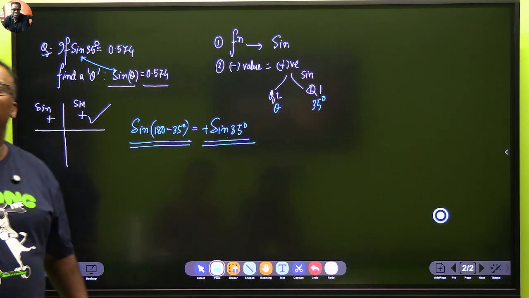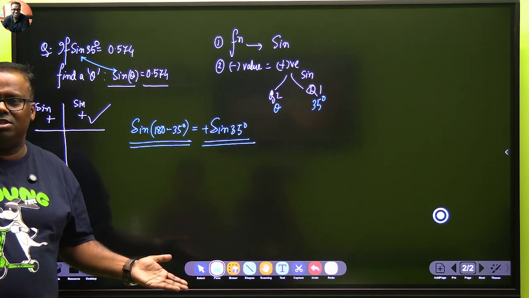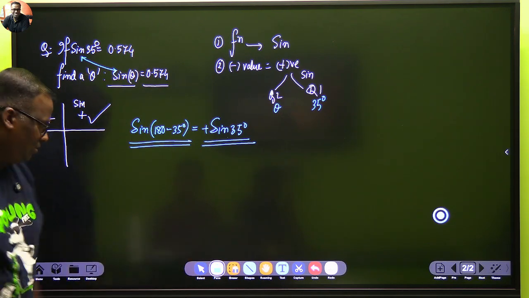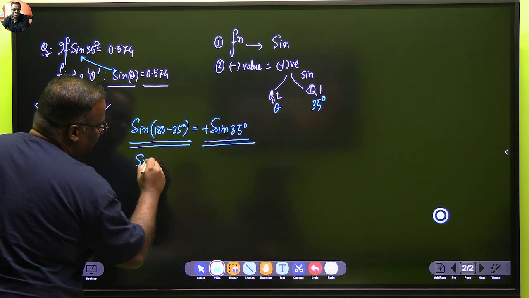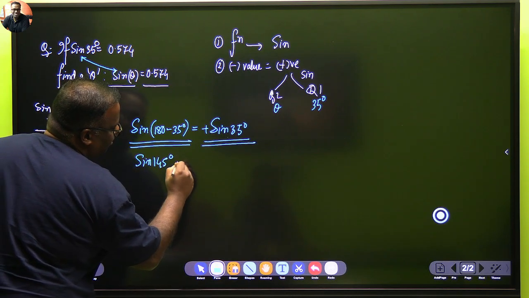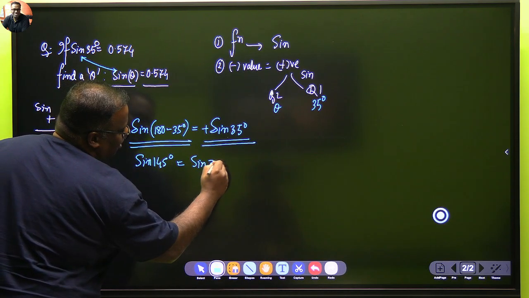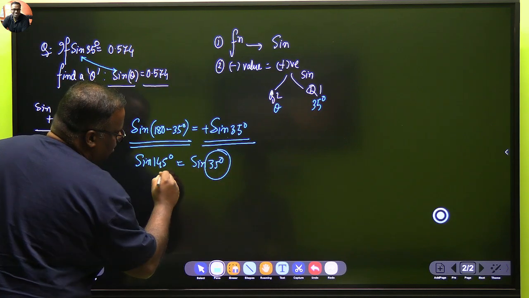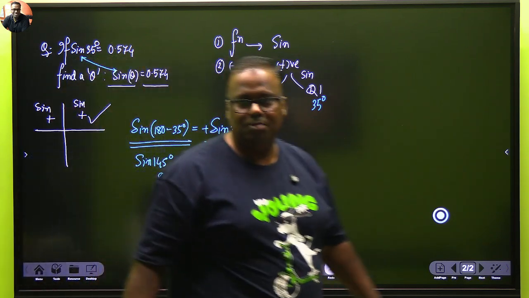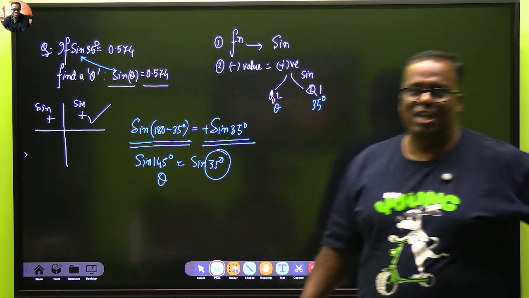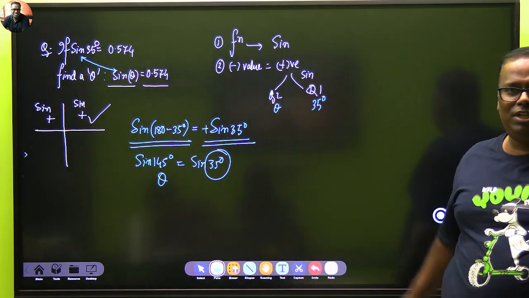Just tell me now what is 180 minus 35? 180 minus 30 is how much? This was given to you. This is your theta. Isn't it easy? Anyone who has not understood, एक बार फिर repeat करेंगे.